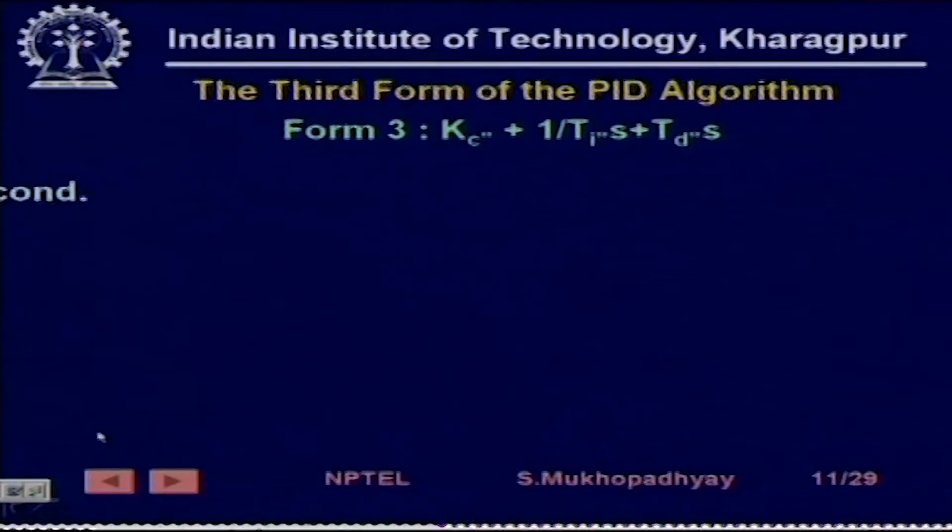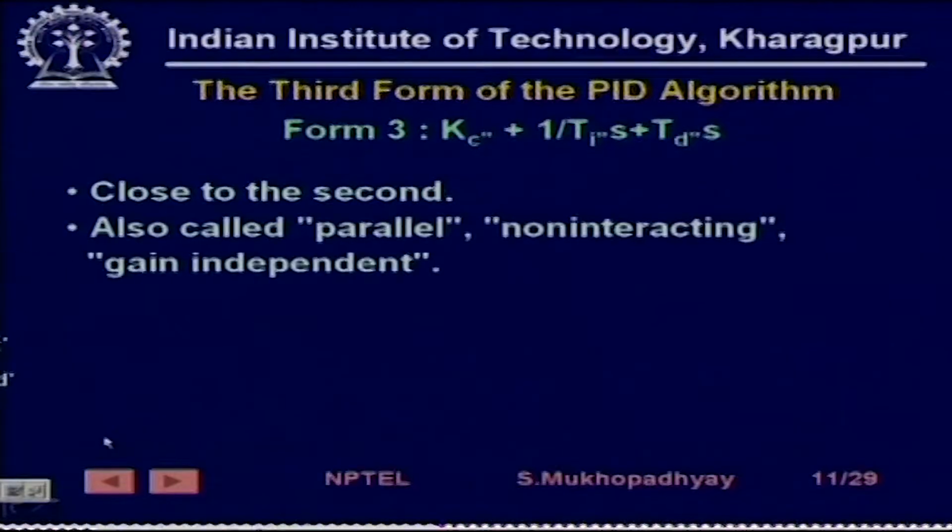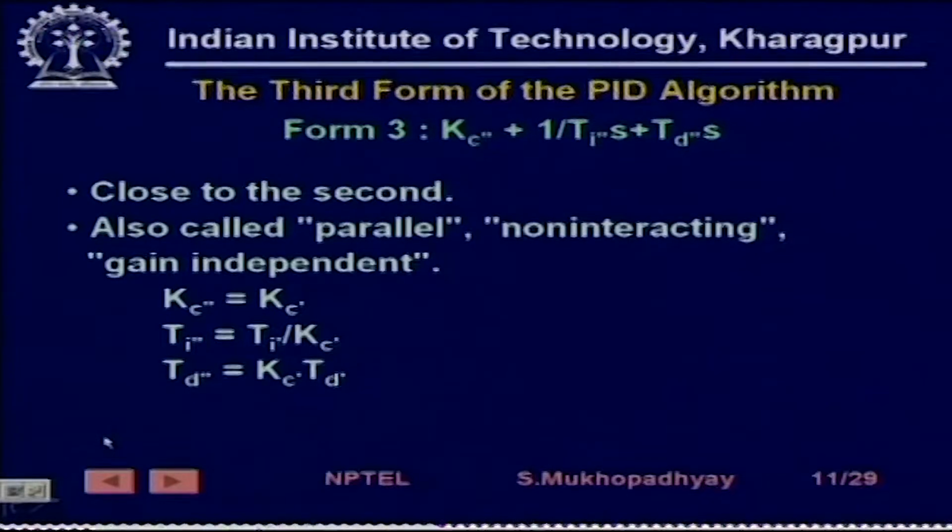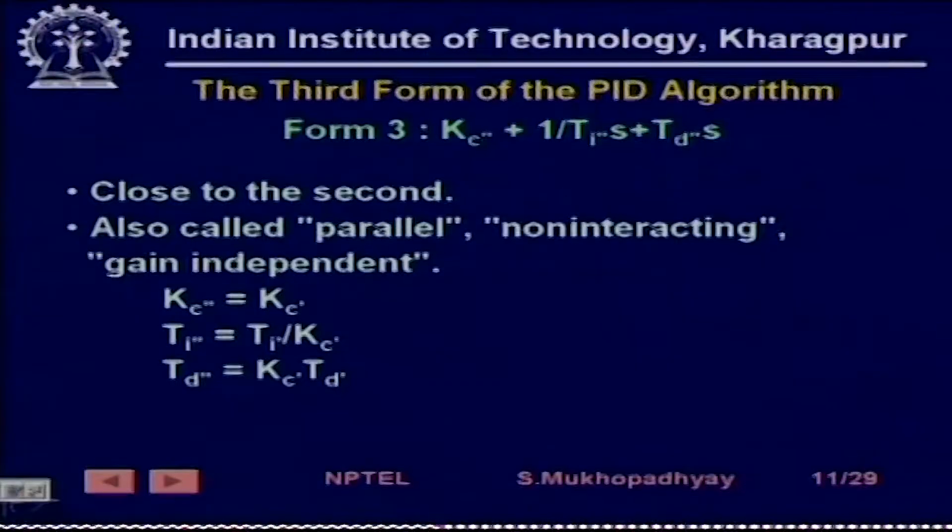If you look at the third form, that's the most, quote unquote, theoretical form. It's close to the second, but it's completely parallel in the sense that the three coefficients Kc, Ti and Td are totally decoupled. You can change any one of them without changing the others. So, in that sense it is completely parallel and non-interacting, and to stress the fact that even Kc is not interacting, it is sometimes called gain independent. These are the standard equations. This is the relationship between the third form and the second form.